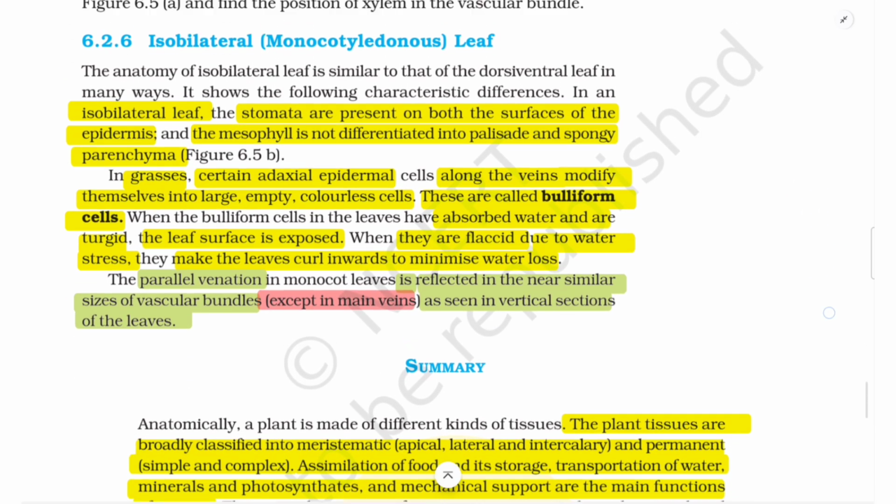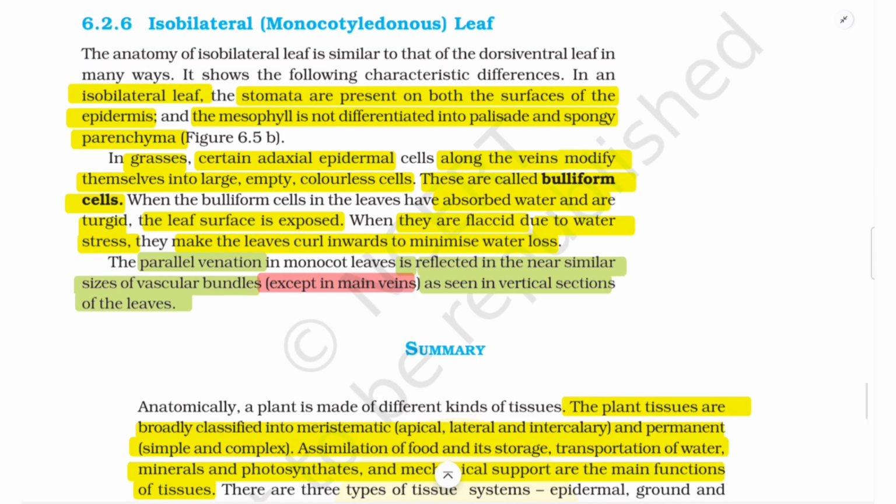6.2.6 Isobilateral monocotyledonous leaf. The anatomy of the isobilateral leaf is similar to that of the dorsiventral leaf in many ways. It shows the following characteristic differences. In an isobilateral leaf, the stomata are present on both the surfaces of the epidermis and the mesophyll is not differentiated into palisade and spongy parenchyma, Figure 6.5b.